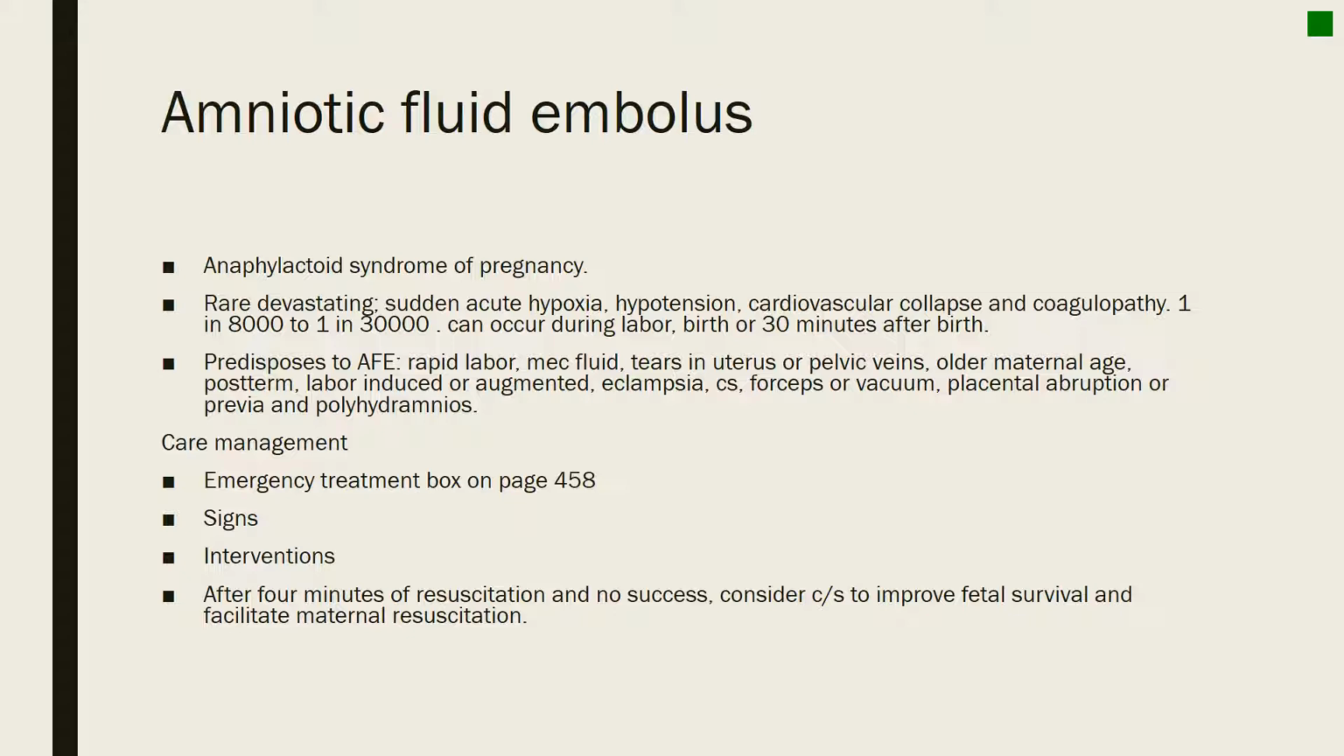The predispositions to AFE are rapid labor, meconium fluid, any kind of tear in the uterus or their pelvic veins, older moms, post-term gestations. If we induce or augment labor, they have eclampsia, we've done a C-section, forceps or vacuum, placental abruption or previa, and polyhydramnios. So just about anybody is predisposed to have this. Care management, emergency treatment box on page 458.